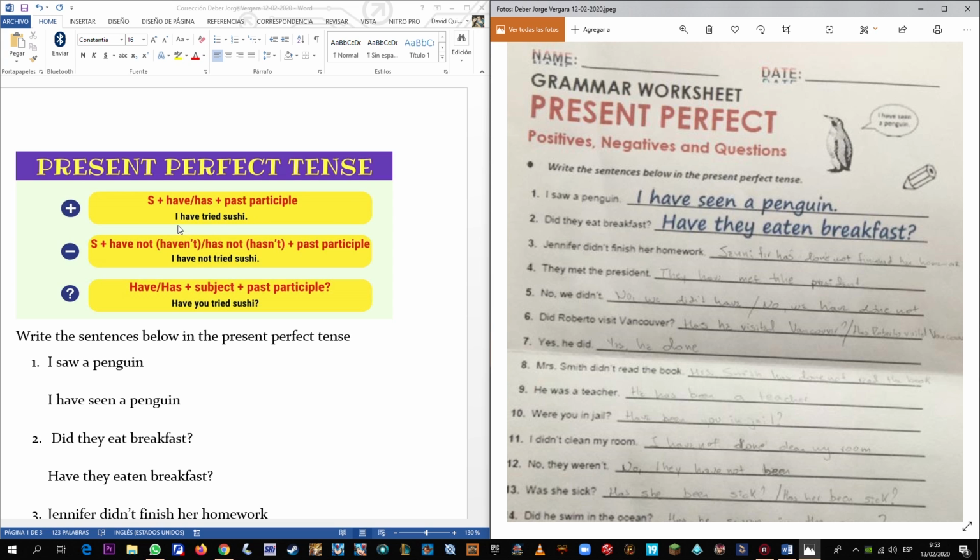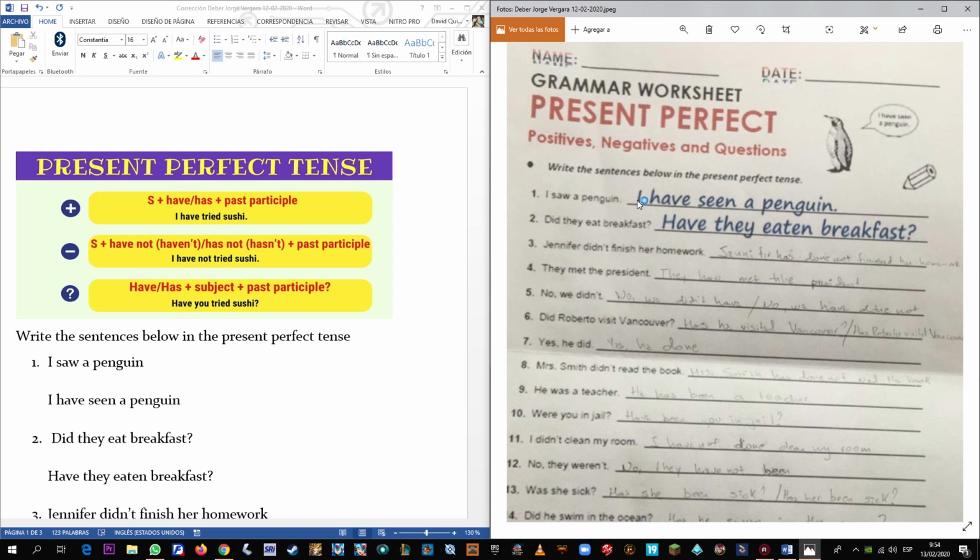The example says, I have tried sushi. So we have to write I plus have, because have is the auxiliary verb for the pronoun I, and the past participle of saw, that is seen, and the rest of the sentence that we copy like that, a penguin. Perfect. And that's how we transform from simple past to present perfect.